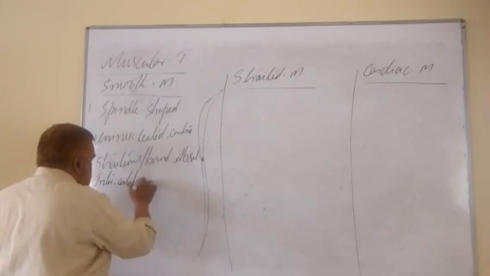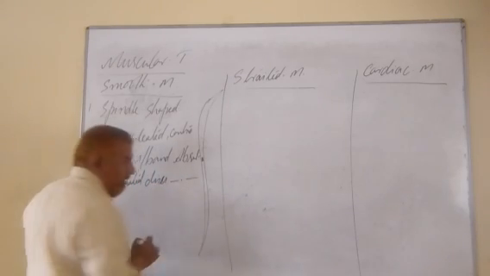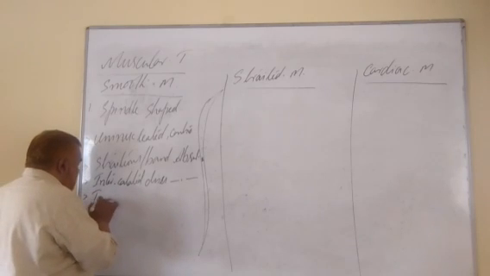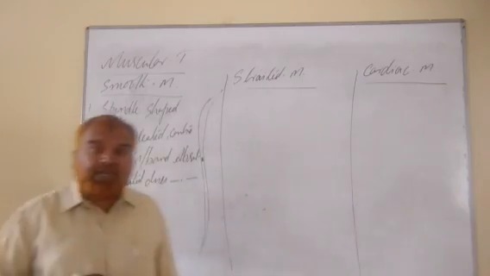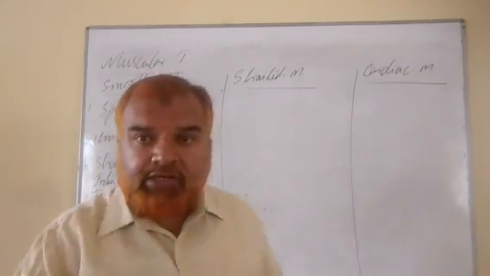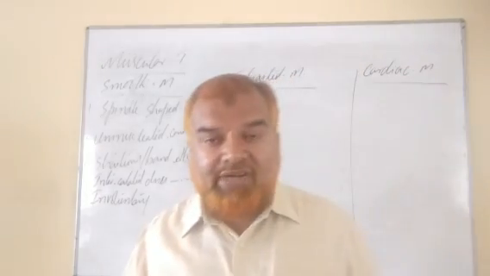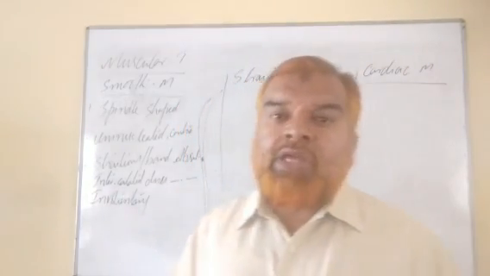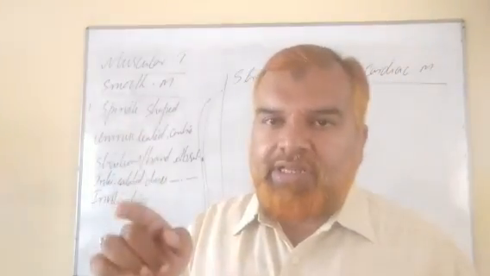Intercalated discs are absent. Clear? Then they are involuntary. What do you mean by that? Involuntary. They are not under the control of the central nervous system. We can't control their movements. We can't control their contraction, relaxation, expansion. We can't control their movements. Why? Because they are involuntary.